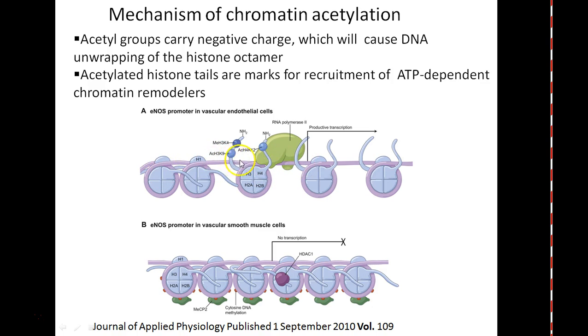Here this DNA is much more accessible, and RNA polymerase can bind, recognize its binding sequence, and all of those processes can allow for efficient gene transcription. So acetylation is very important in regulating gene expression.